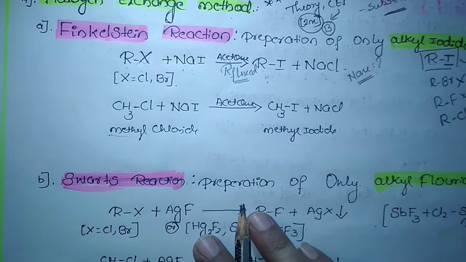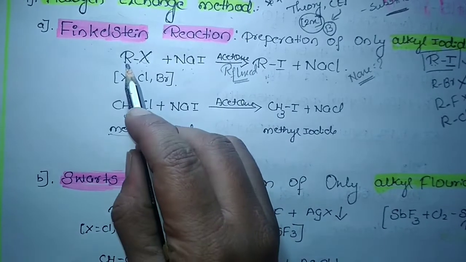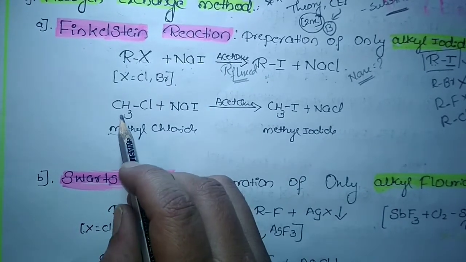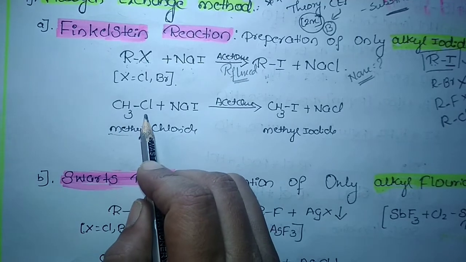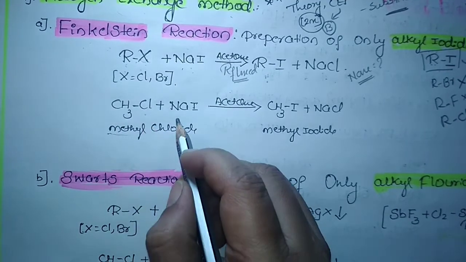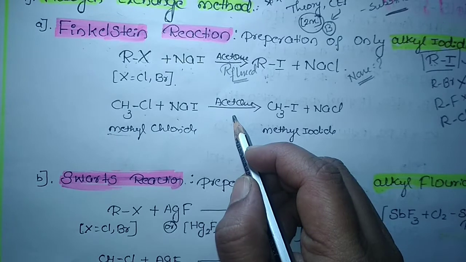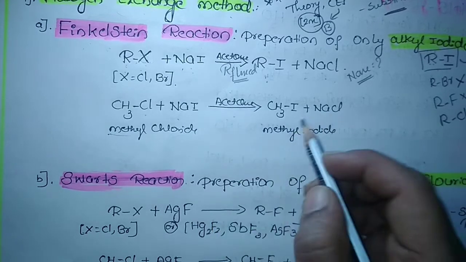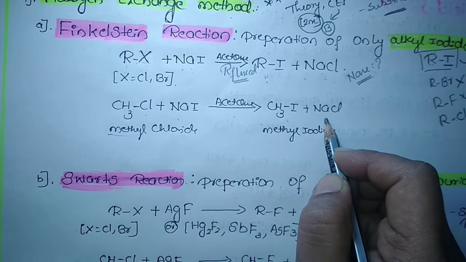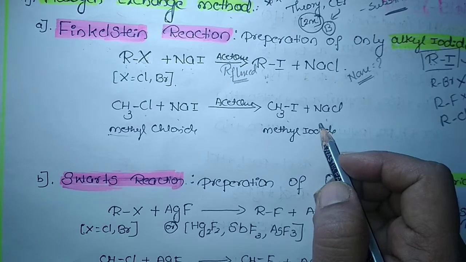One example I have taken here like this. In place of RX, let us take methyl chloride. When it is treated with sodium iodide in the presence of acetone medium, we are going to get methyl iodide and sodium chloride. So this is how the reaction is going to happen.